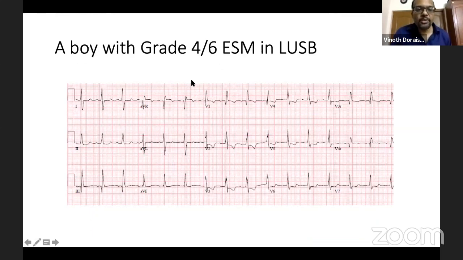So this is a boy with a grade 4/6 ejection systolic murmur in the left upper sternal border. It was diagnosed as a pulmonary stenosis. Here you have the typical QR pattern in V1. This QR pattern in V1 means that there's a severe right ventricular hypertrophy. So this patient needs quite soon intervention for the pulmonary stenosis. And also you have a T wave inversion and ST segment depression in the V1 to V4.